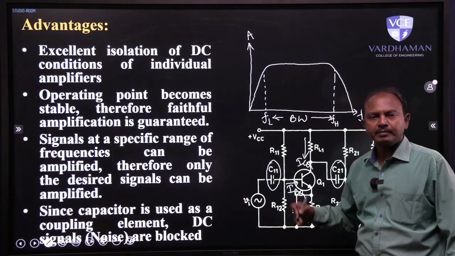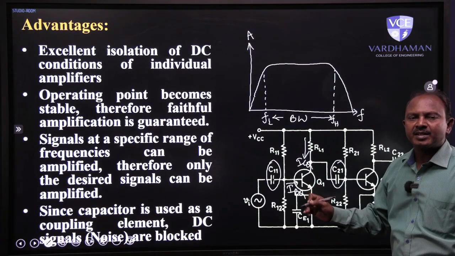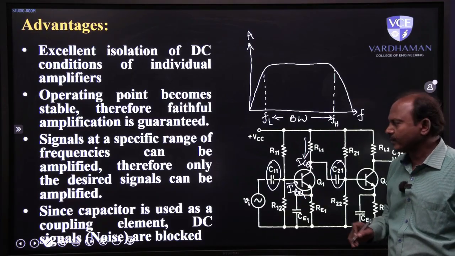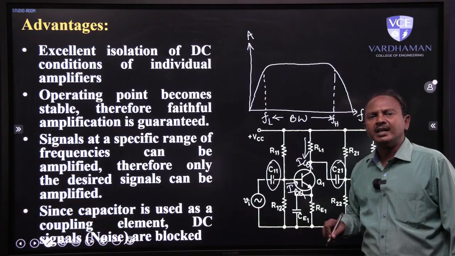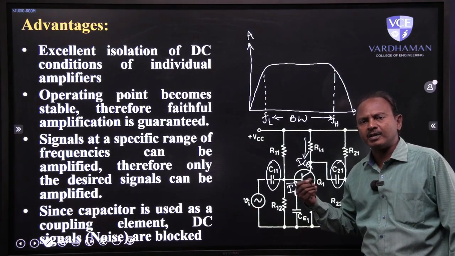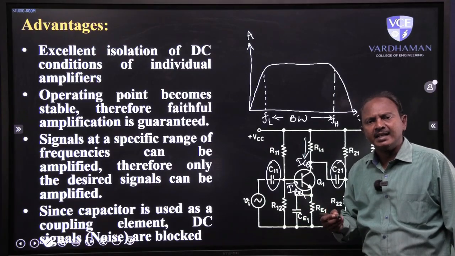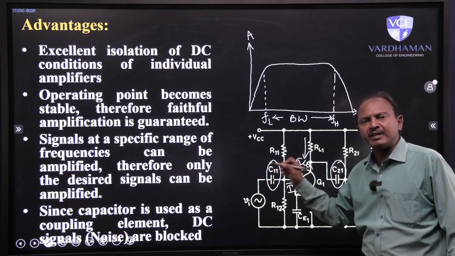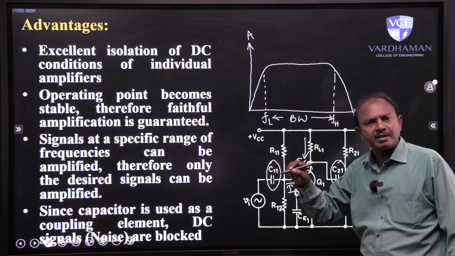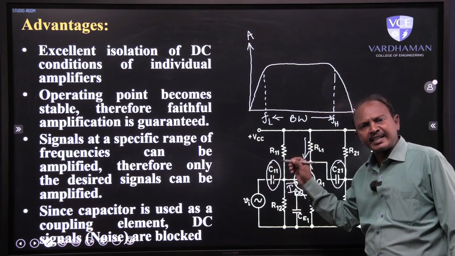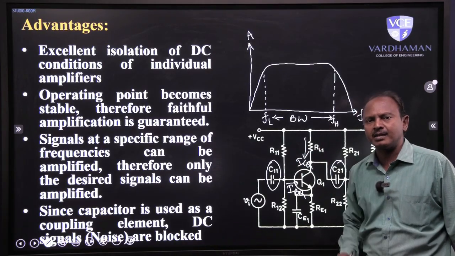Then, since a capacitor is used as the coupling element, DC signals or noise is blocked. Understandable? In the previous case, when we talked about the drawback of the direct coupling scheme, I said that because of the absence of reactive elements, the noise content or unwanted DC content coming in the source signal will directly enter into the amplifier and may get amplified. That is the problem we noticed in the previous coupling scheme.